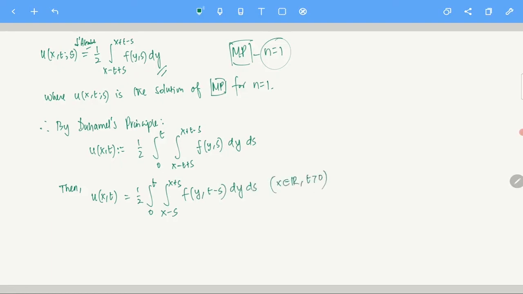So this is just a change of variable. Is this clear what I am saying? See, I will solve the problem MP for n equals to 1. Let us assume that the solution is given by u for the time t equals to s, and that is given by this. How do I know that? That is D'Alembert's formula. I use D'Alembert's formula for the level t equals to s. Once I have that, then you use Duhamel's principle to get what u of x t is. Once you have u of x t, you can of course prove that this u solves the problem.